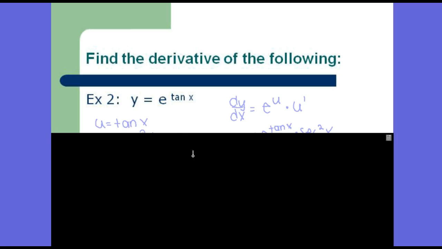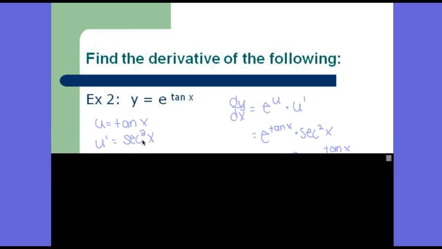I'm going to find my u prime, which is secant squared x. So my u is tan x, my u prime is secant squared x. Therefore, my derivative is e to the u, which is e to the tan x, times u prime, which is secant squared x. Now, you can't simplify this.